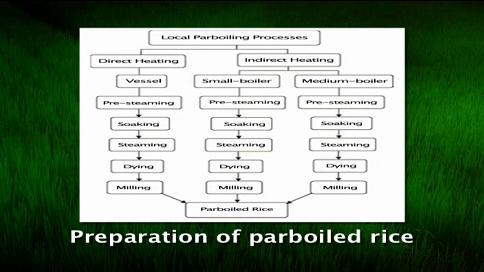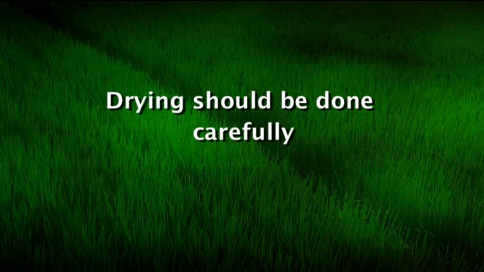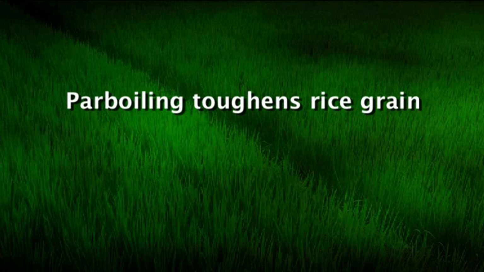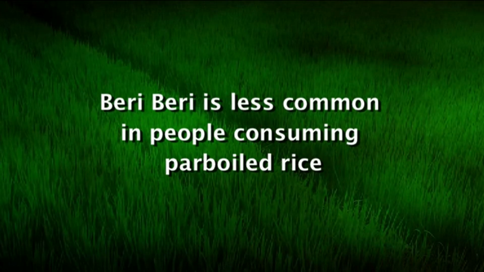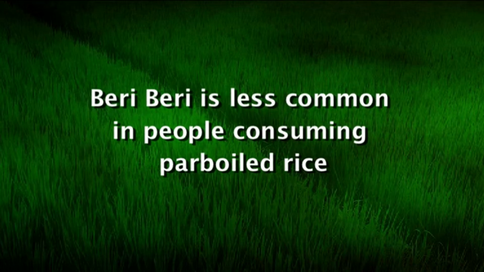After steaming, the paddy must be dried in direct sunlight. Drying should be done carefully, that is, not very fast nor very slow. Parboiled rice after being dried is pounded or milled in the same way as raw rice. Parboiling toughens the grain and reduces the percentage of breakage during milling.